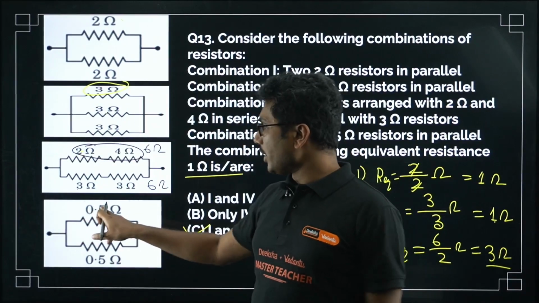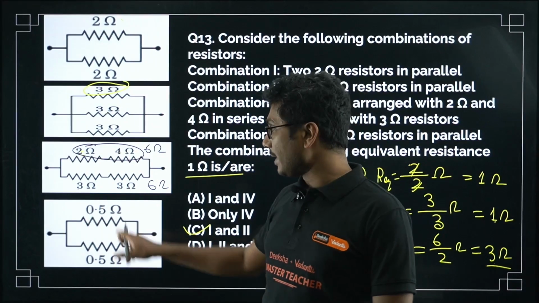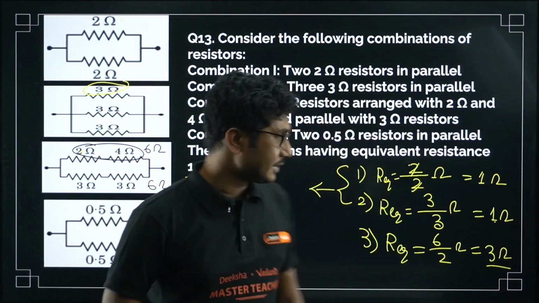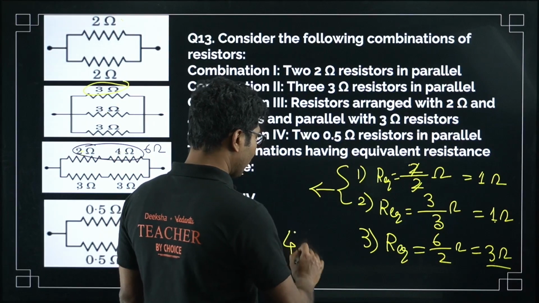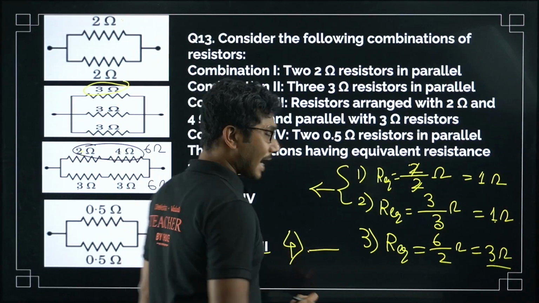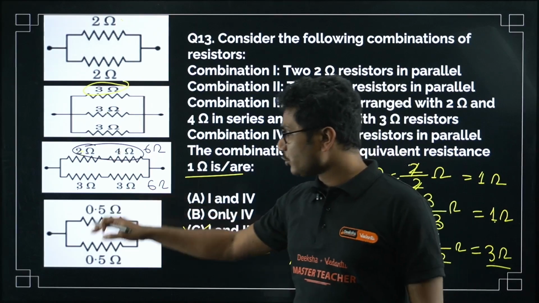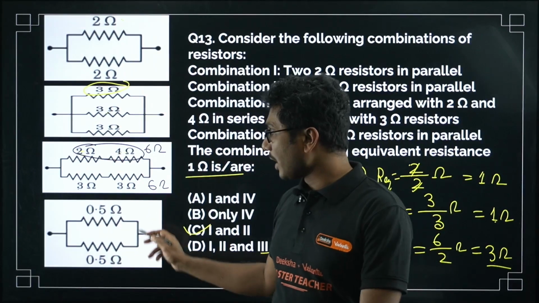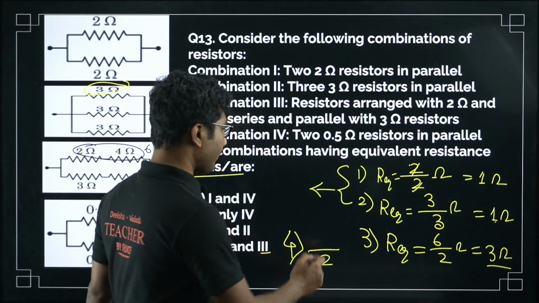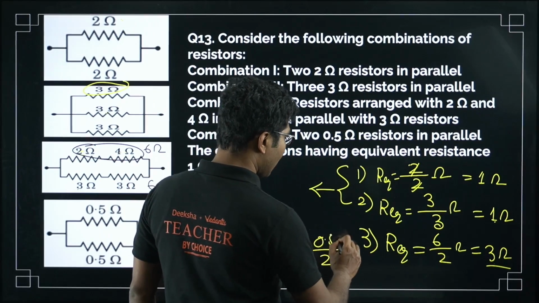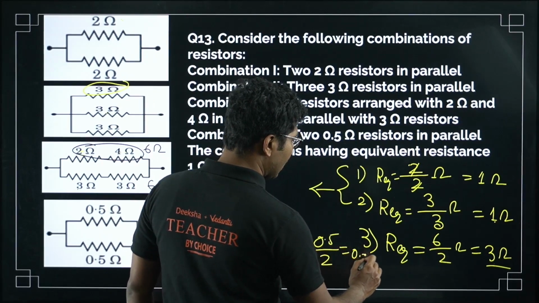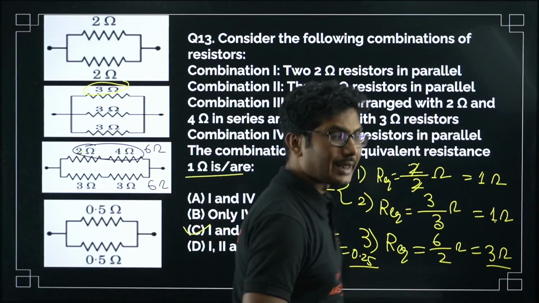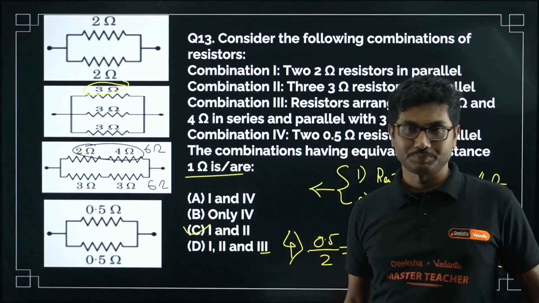If you want to find the resistance, how to calculate? Again 0.5. How many resistances are connected in parallel? 2 resistances connected in parallel, and are they equal? Yes, they are equal. So we can simply divide by 2. And what is the value of one resistance? One resistance is 0.5. This is only valid when two or more equal resistances are connected in parallel.